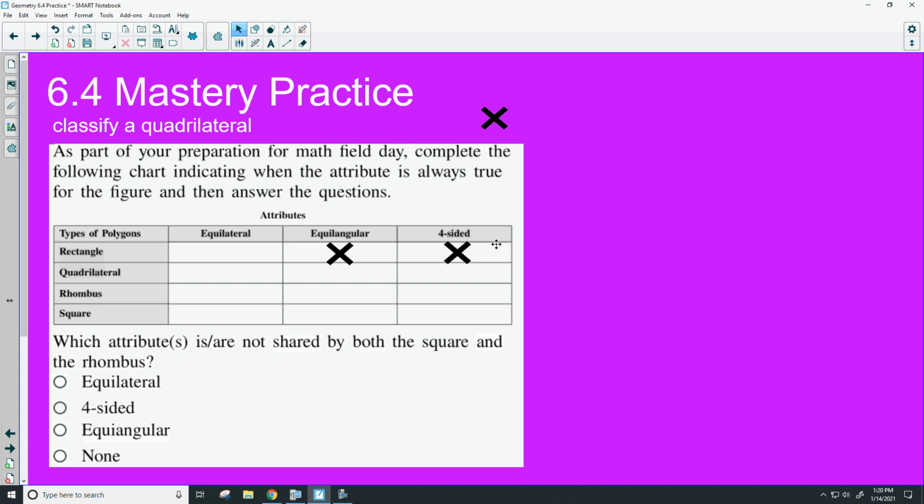I'm putting X's in there if it's true. Quadrilateral. Is a quadrilateral always equilateral? No. Is it always equiangular? No. Is it always four-sided? Yes.